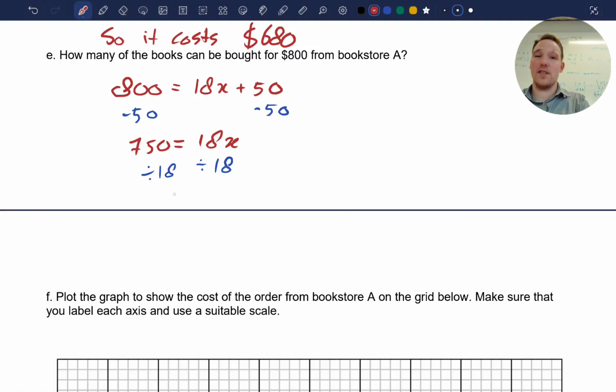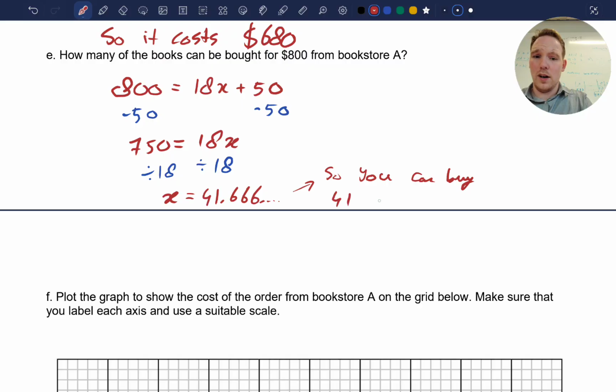41.6 repeating? Is it really? No, 41.6666667. So if we were to round it, well, let's have a look. 41.666, etc. forever. How many whole books can you buy for that? 41, right? I can't buy 0.666 of a book. So I'm going to say, come back 42, so you can buy 41 books, because that's what the question was asking.